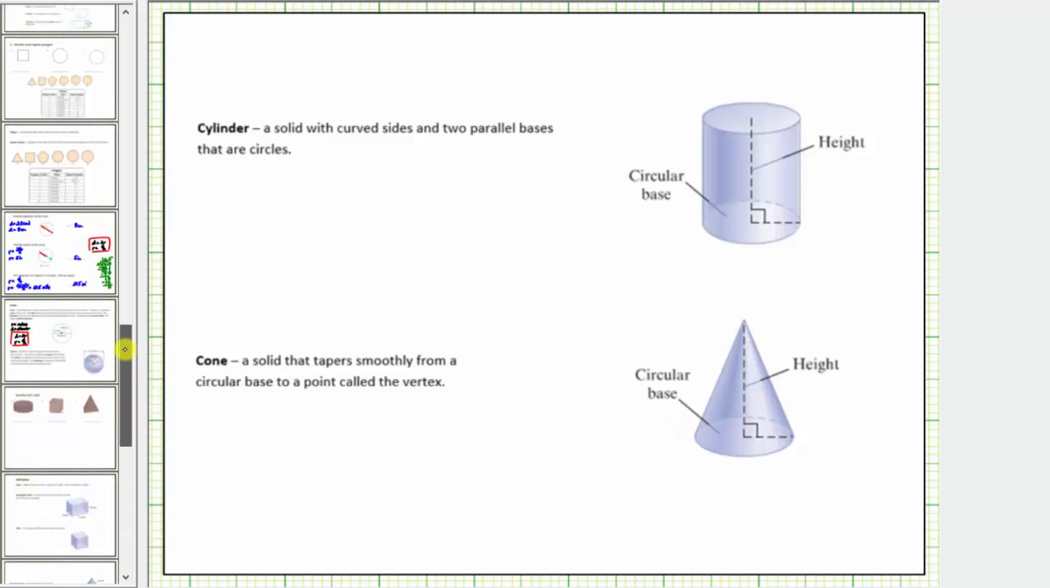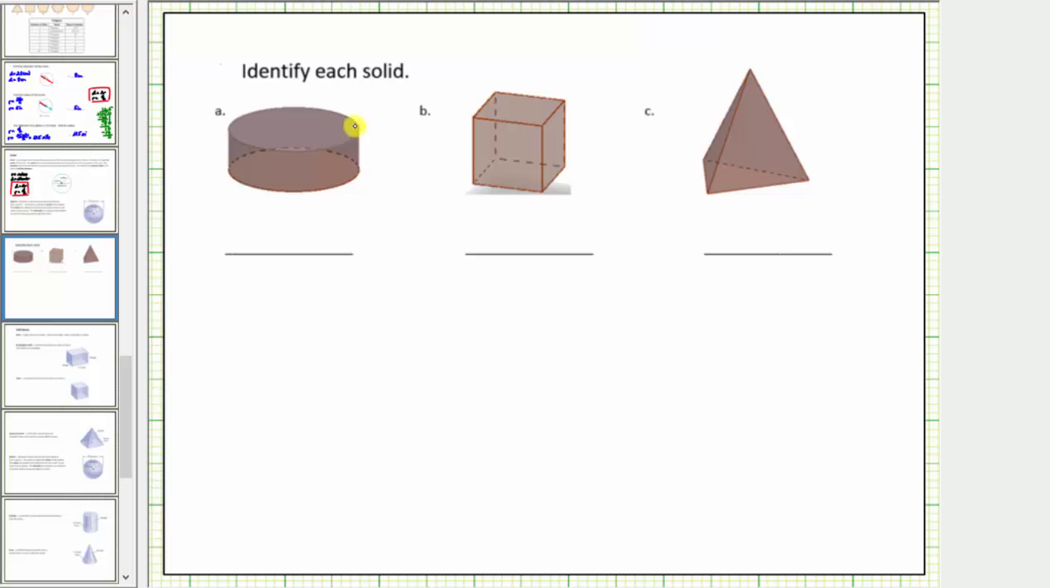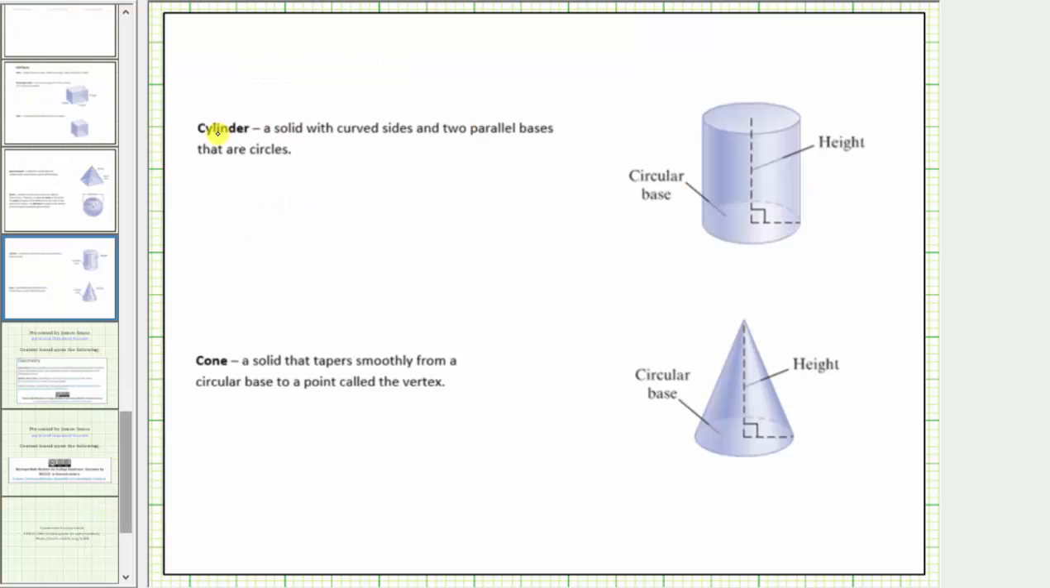Going back to our question, looking at our first figure here, we have 2 parallel bases that are circles, and therefore this is a cylinder. A cylinder is a solid with curved sides and 2 parallel bases that are circles.